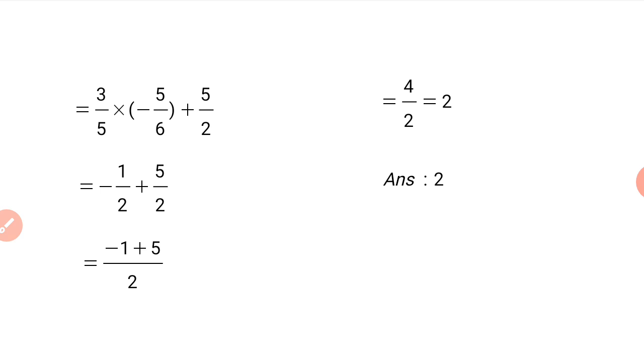Now again the multiplication is to be done first. You multiply that, 3 and 6 get cancelled out, and 5 and 5 also get cancelled out. What you are left with is minus 1 by 2 plus 5 by 2. Again note it down, you have to just add or subtract. They are simple addition and subtraction of rational numbers. Solve it and get your answer. In this case the answer is 2.